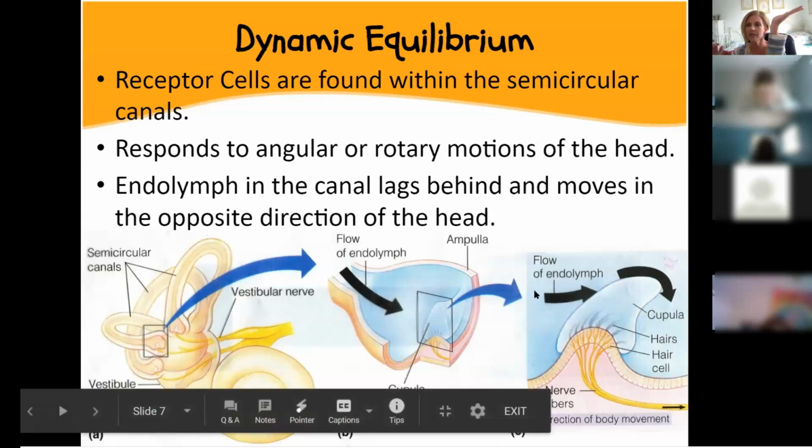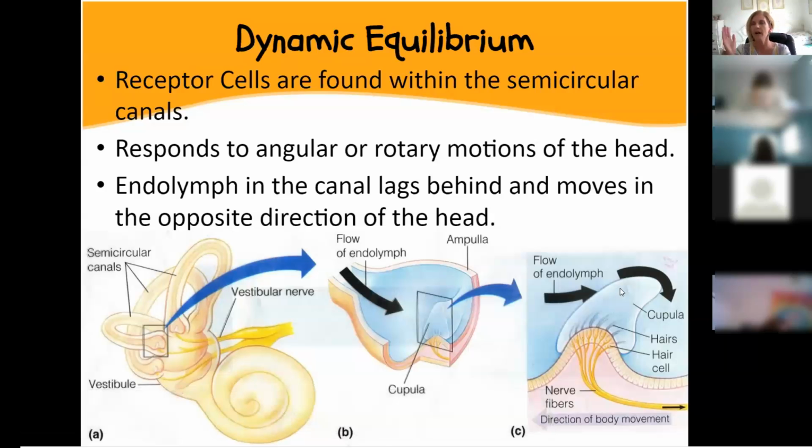So again, the movement of the endolymph is going to press on this gelatinous cap. So this is called the cupula, and it acts like a swinging door. So like, you know, you push a door to walk in and you can push it and walk out. Like that kind of a swinging door, it goes both ways.